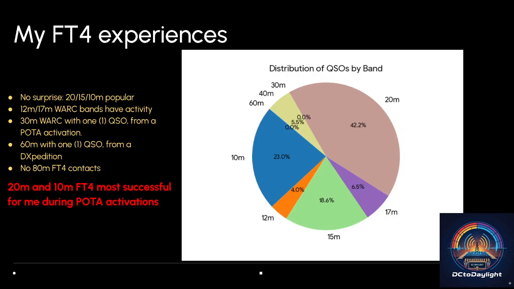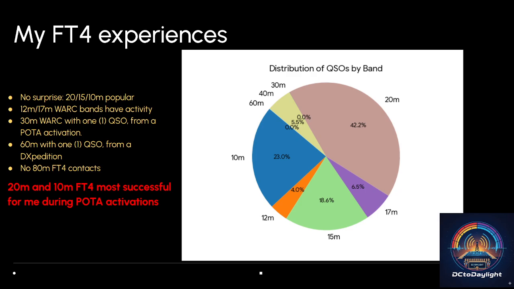Within my use of FT4, I've gone through and looked at all of my QSOs and done a distribution by band. The big winners are generally 20 through 10 for me, with the greatest number of QSOs on 20 meters, second to that on 10 meters, and third to that on 15.